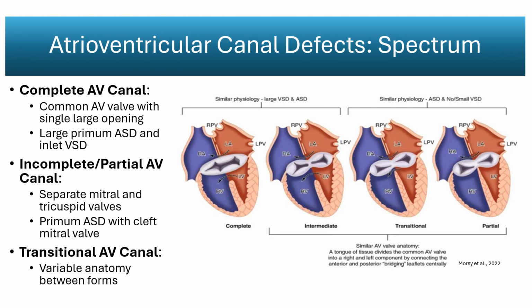The partial or incomplete form preserves separate mitral and tricuspid valves. The defining features are a primum atrial septal defect combined with a cleft in the anterior mitral leaflet, which can cause mitral regurgitation. Ventricular septation is usually intact. A transitional atrioventricular canal lies between the two extremes. It usually consists of a primum atrial septal defect, a cleft mitral valve, and a small inlet ventricular septal defect. Hemodynamics in these cases often resemble a simple atrial shunt, though the presence of mitral regurgitation or residual ventricular level shunting can increase complexity.